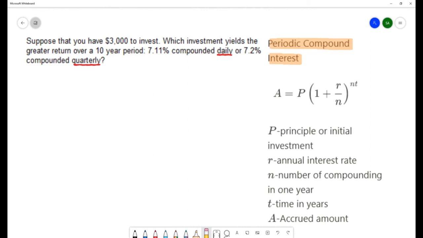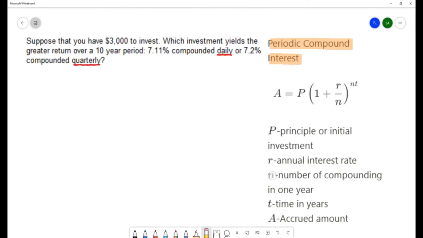Let's go through what each one of those variables stands for. We have P being the principal or the initial investment. What that means is that you're going to have a beginning or initial amount of money that you start your account with, that you start your investment with. That is our P in the formula, the principal. The r is the annual interest rate, so the interest rate that your investment will be earning is r.